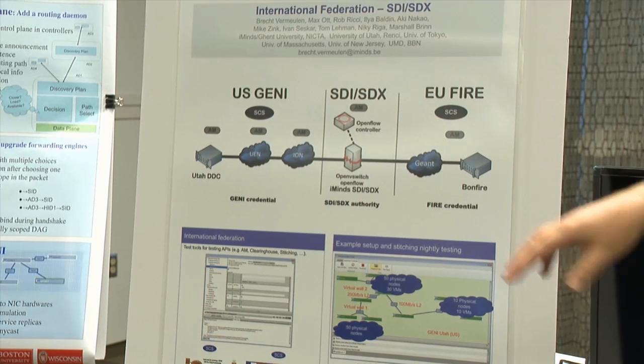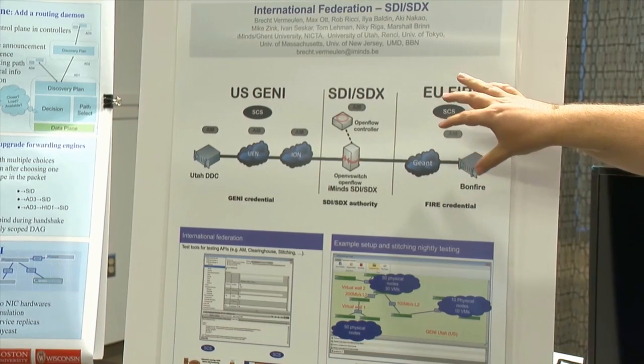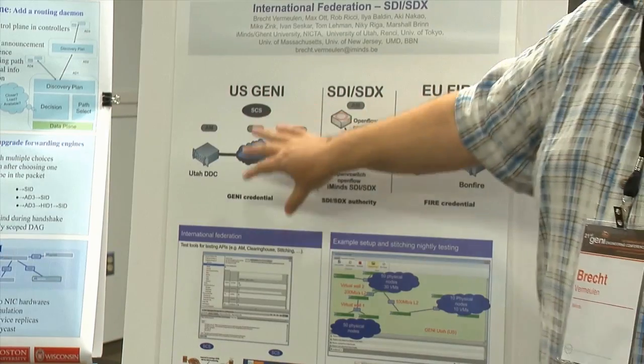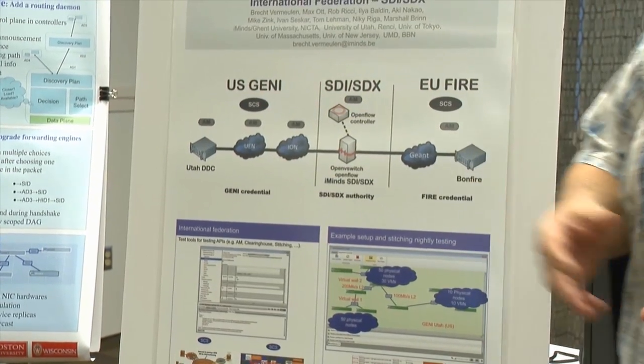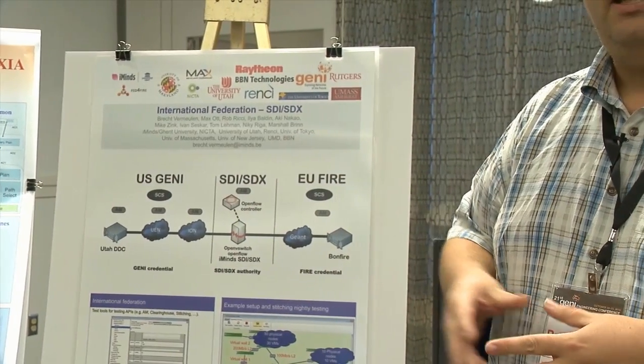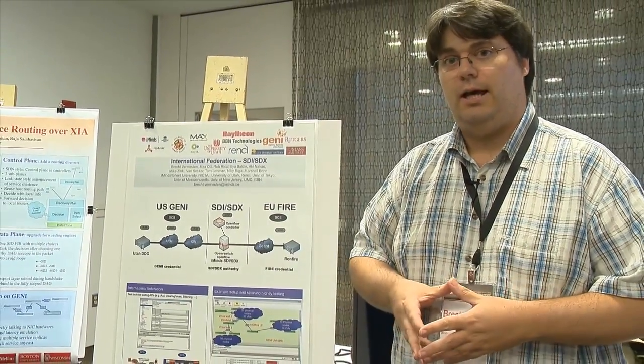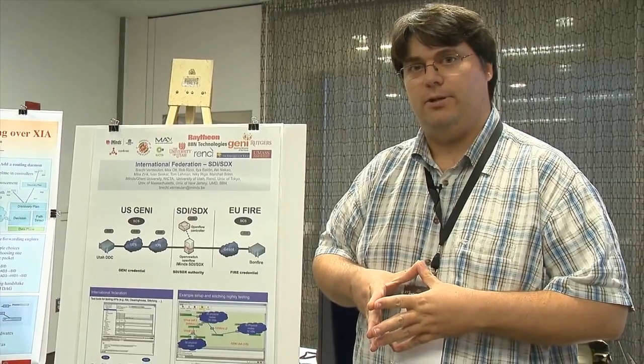So what we have shown on the demo is that this part in Europe is set up with a European credential. This part in US is set up with a US credential, with a GENI credential, and then in the middle the SDI SDX is controlled by the SDI SDX authority. So their extra policies can be run to see what connections can be done and so on.